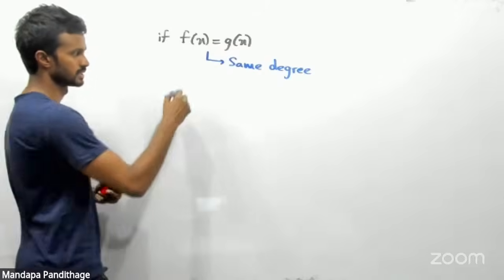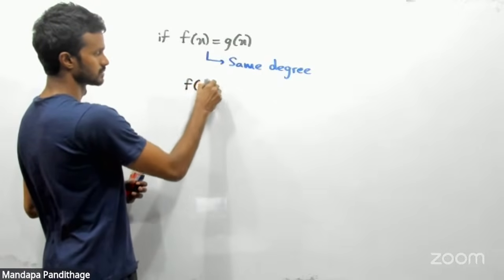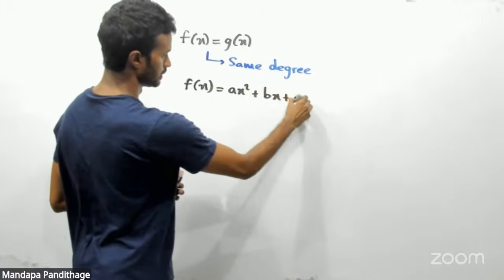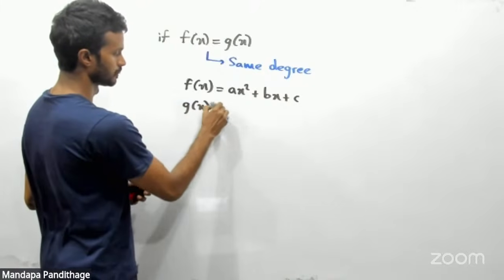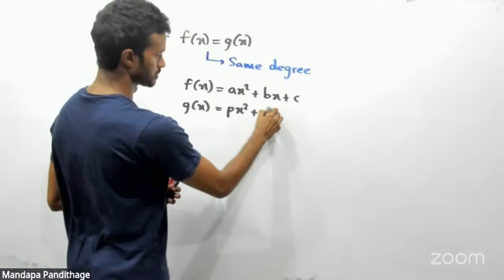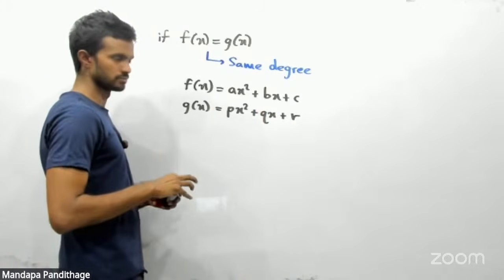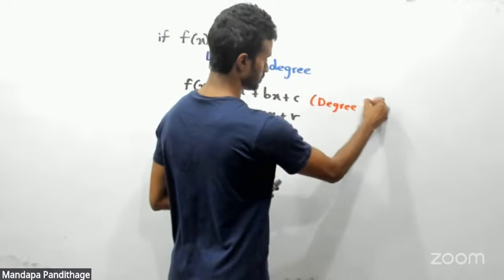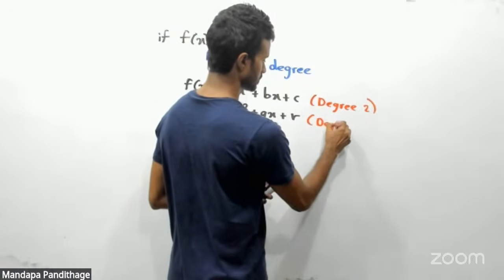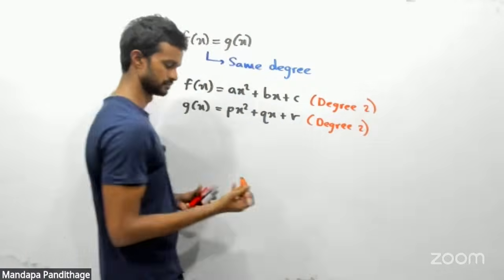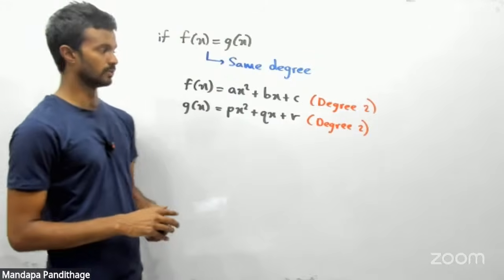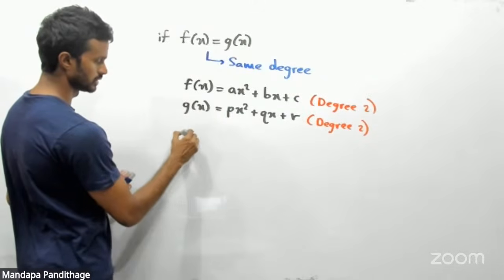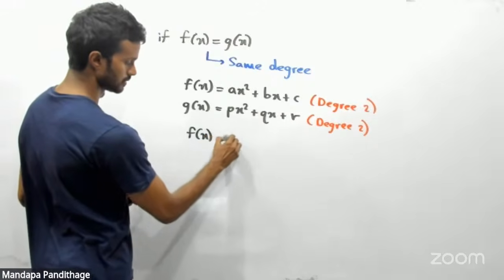Now let's say two second degree polynomials: fx is equal to ax square plus bx plus c, and gx is equal to px square plus qx plus r. Both have the same degree, 2. So we have the same degree. Now, if fx and gx are equal, the other requirement is, so these two are equal, fx and gx are equal.